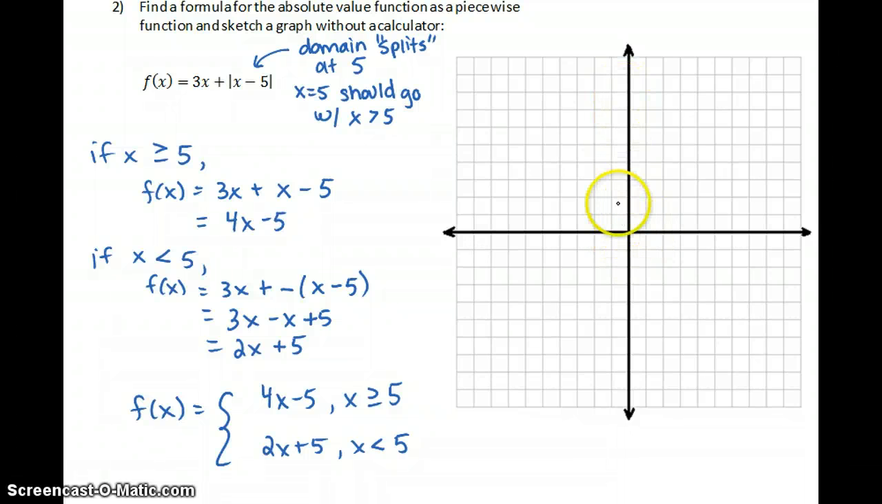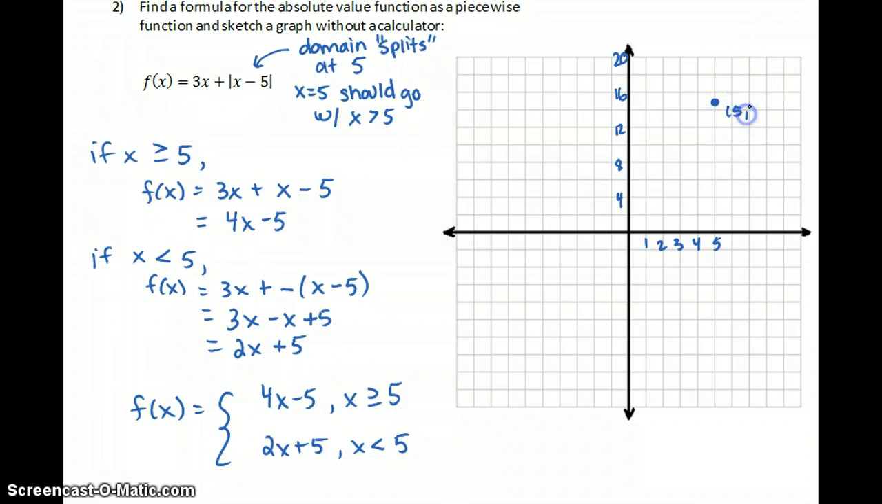When we're graphing over here, I'm going to make my y-axis go by 2's, and that way I have a little bit more room. And then I'll make my x-axis go by 1's. So if I wanted to graph the point 5, 15, that'll be a closed circle, because remember that first piece is defined when x equals 5. So 5, 15 will be right here.